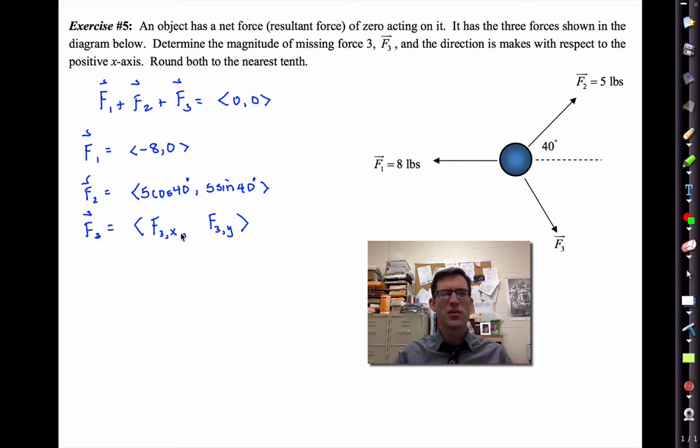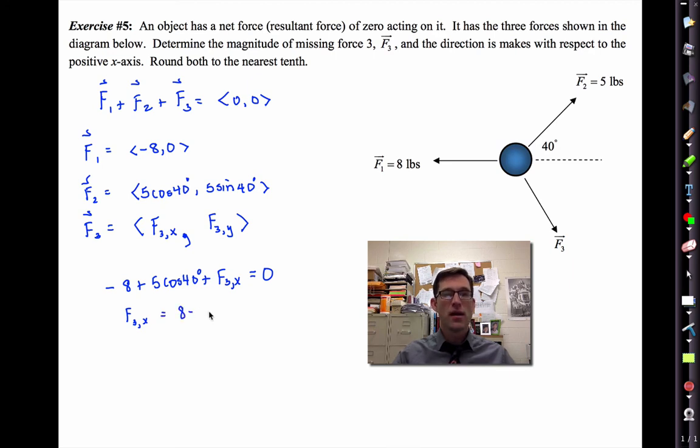I know this looks terrible with all the commas, right? It's kind of like a big comma, right? The point is, what I can now say is that when I add the x components together, right? When I add these components together, they all have to sum to 0. That's easy, right? That now allows me to solve for the x component of force 3.